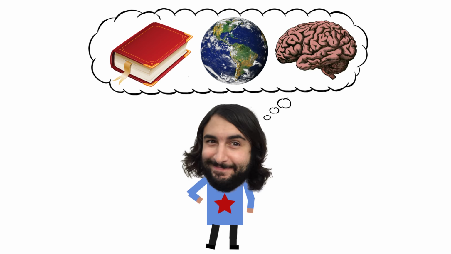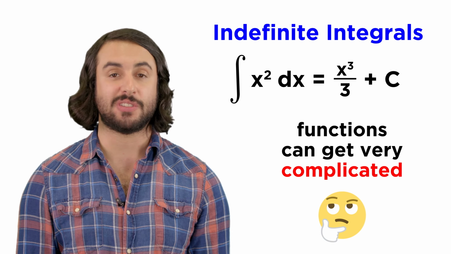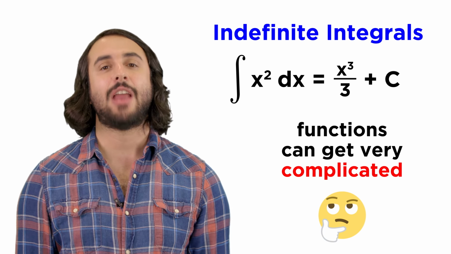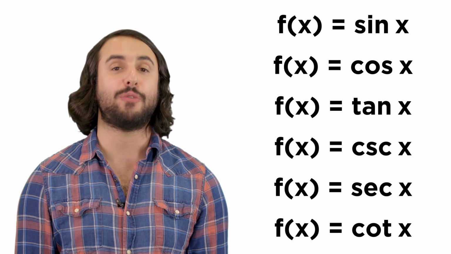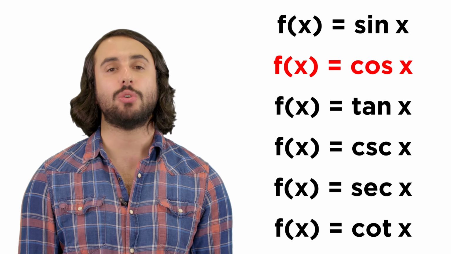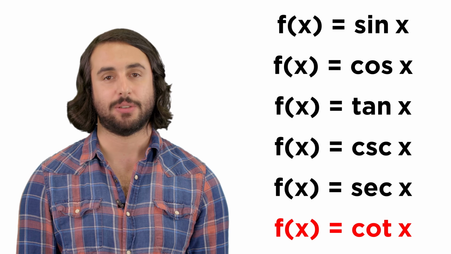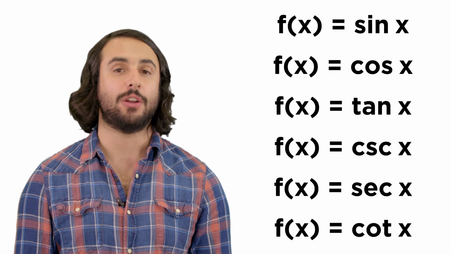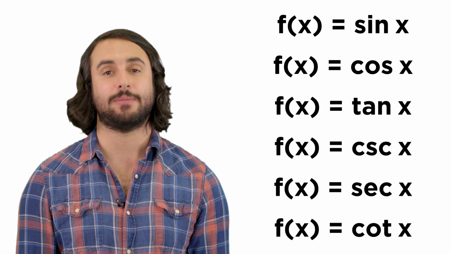We now understand what indefinite integrals are, and we can evaluate them for simple polynomial functions. But as we know, there are many types of functions that are more complicated than this, and we have to be able to integrate them too. So let's start with the trig functions that we learned in trigonometry. These are sine, cosine, tangent, cosecant, secant, and cotangent. If you've forgotten what these are, go check out my trig tutorials to review. Otherwise, let's get to integrating.